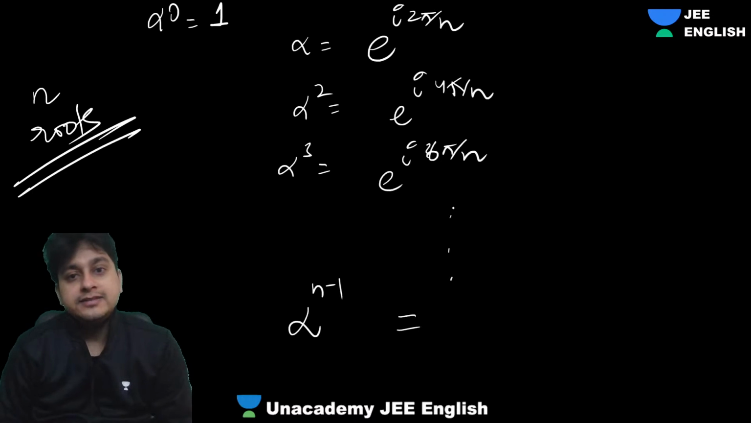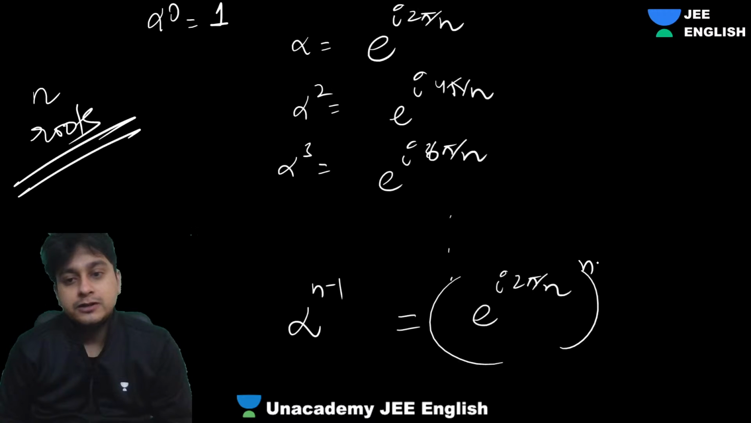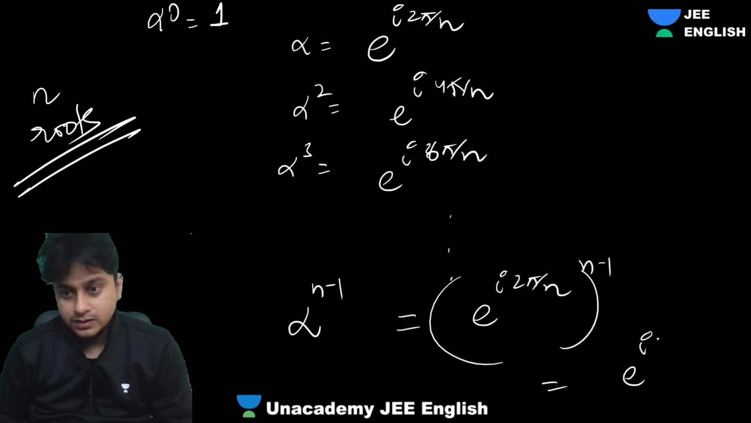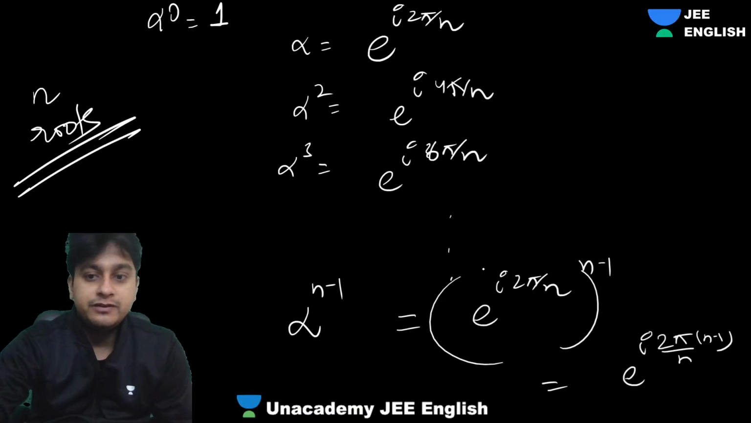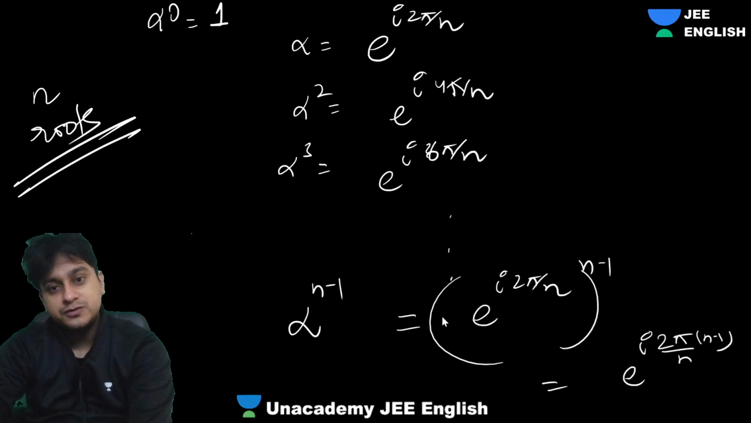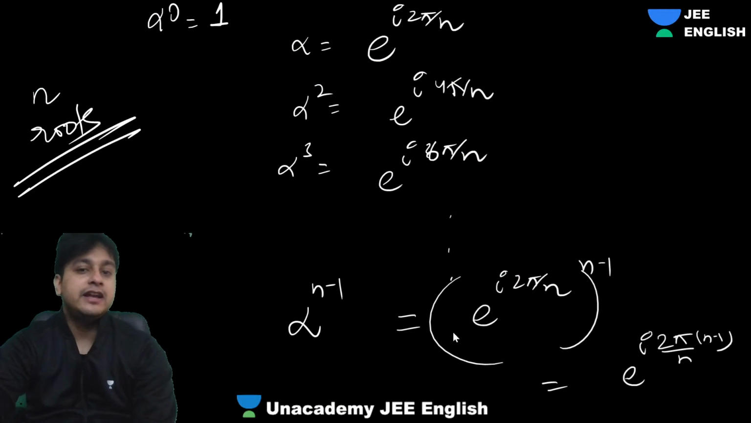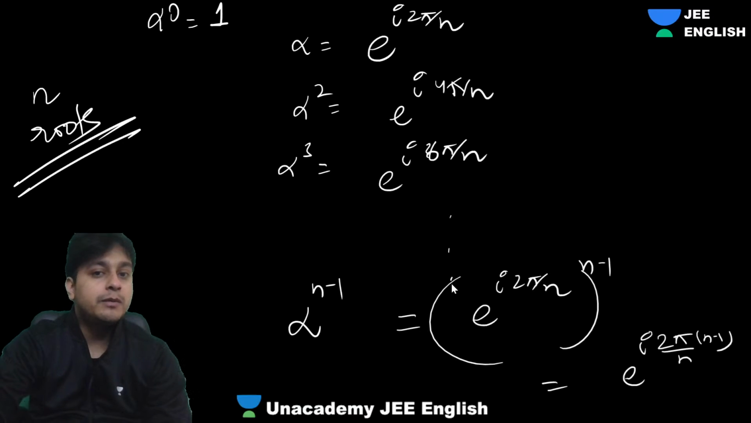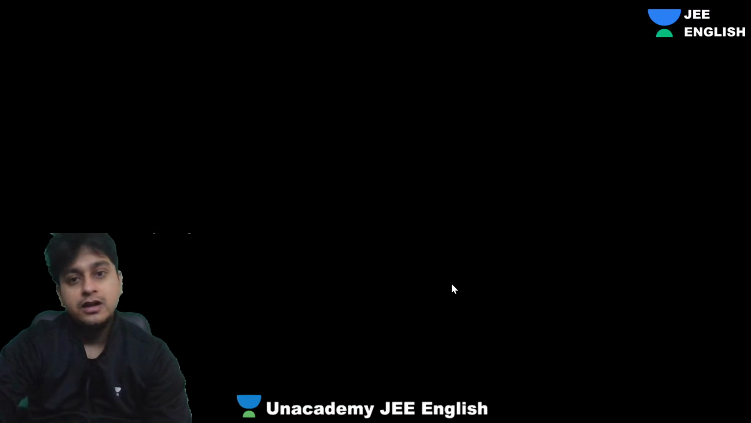So this will be e power i 2 pi by n whole power n minus 1. So this will give you e power i 2 pi by n into n minus 1. So this is what we will be ending up at. These are the roots which we have in front of us, and we can easily get it done. So let's look into a few amazing properties of this particular concept.